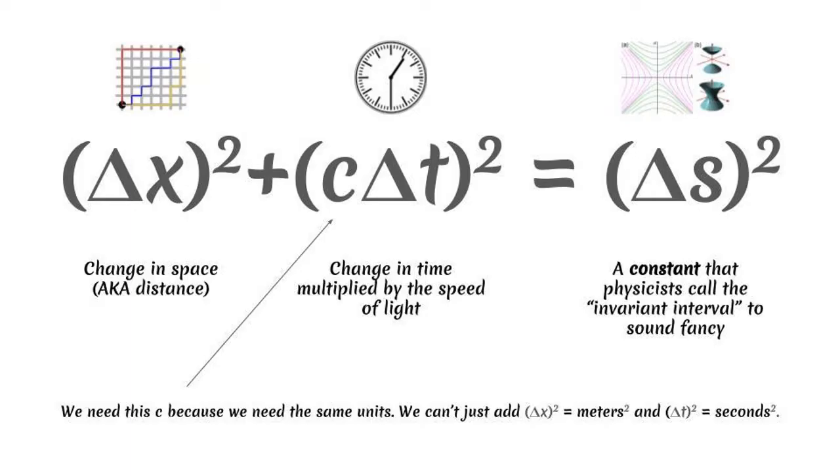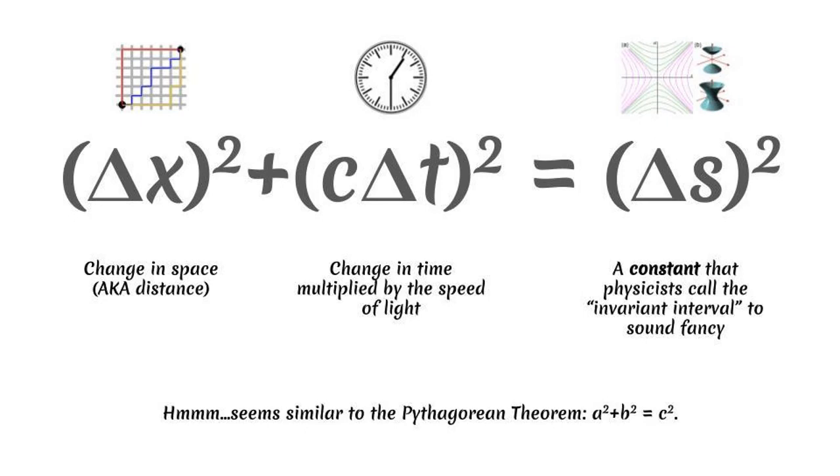There's actually an equation describing this. It says that our change in space squared plus our change in time multiplied by the speed of light squared is a constant. You might recognize this. It's just the Pythagorean theorem.